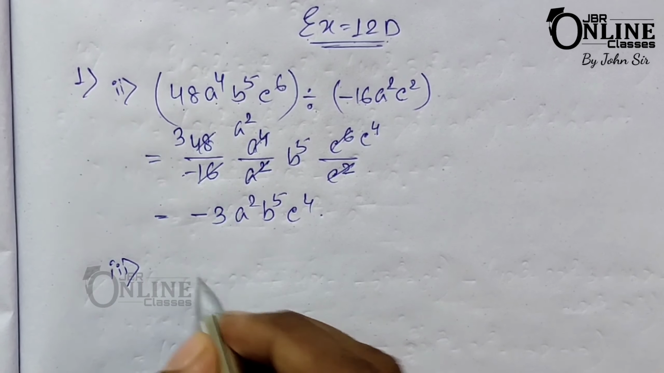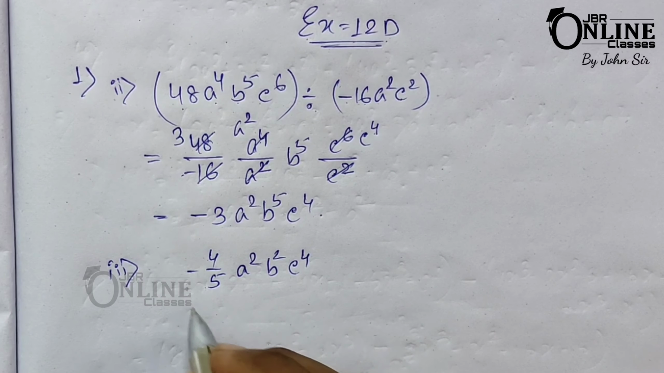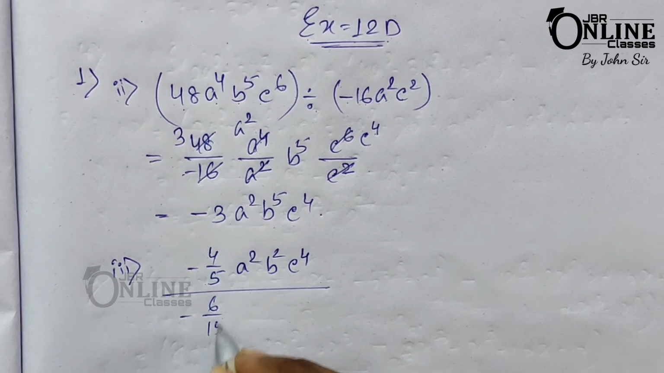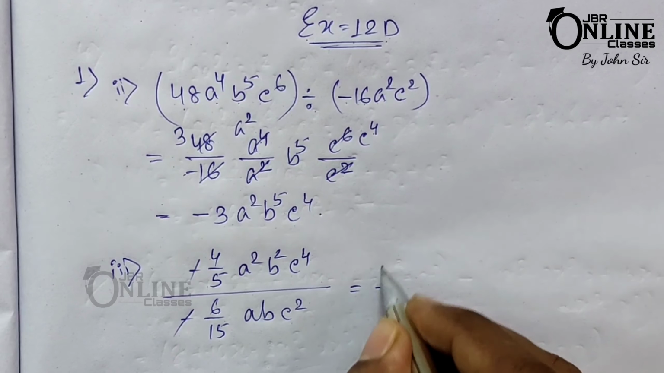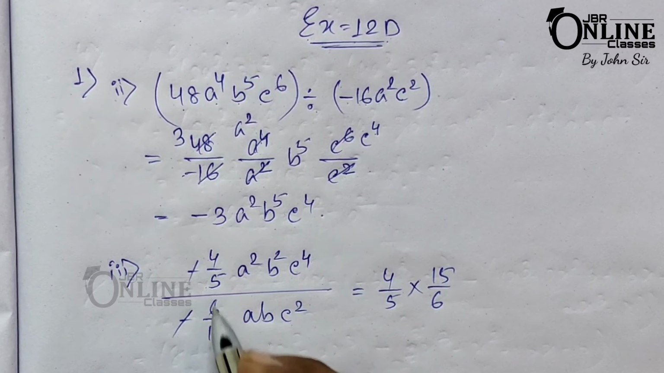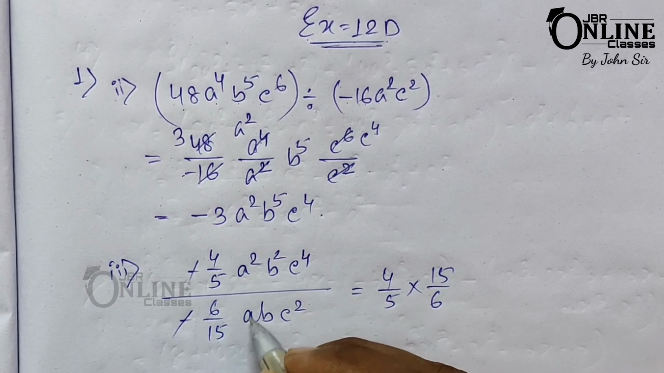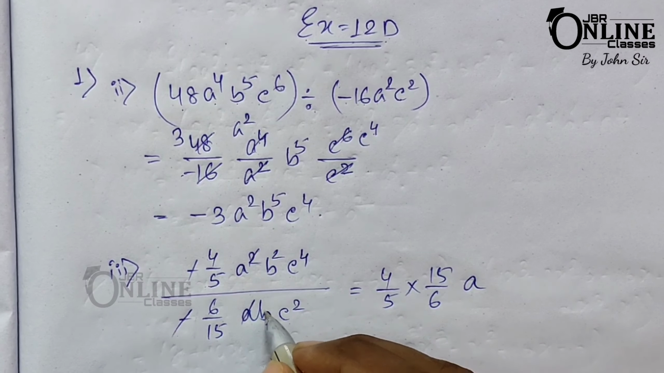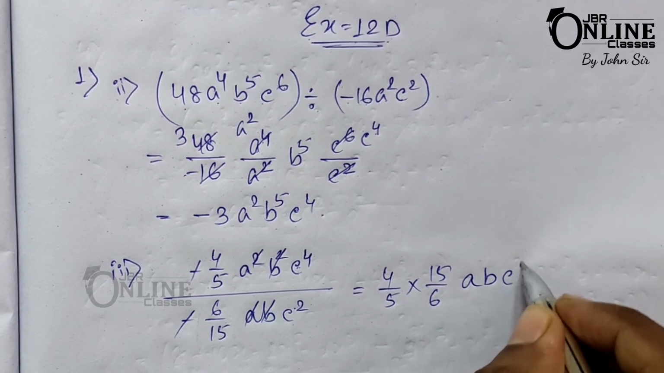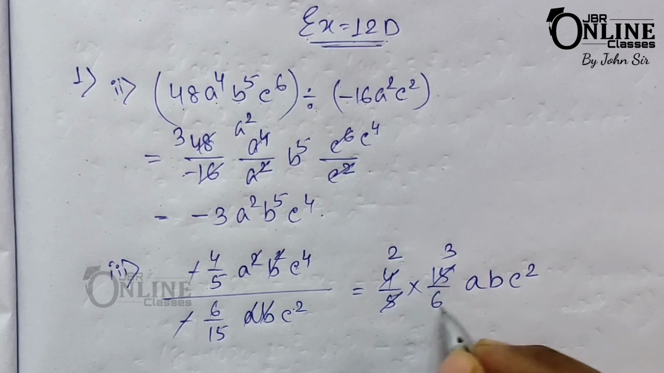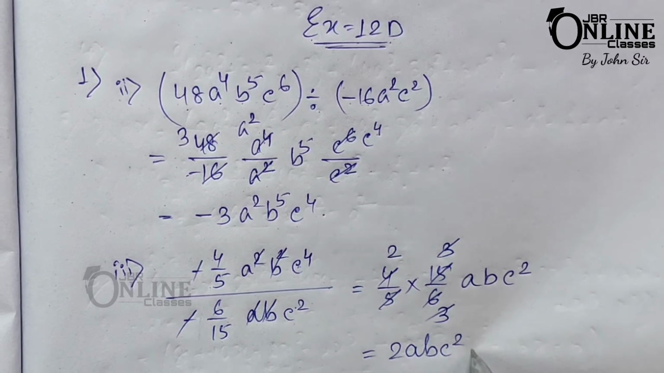Now number 3, minus 4 by 5 a square b square c to the power 4, divided by minus 6 by 15 a b c square. So minus minus cancel out, and here 4 by 5 into 15 by 6. Since it is divided, the denominator fraction will be reciprocal. Now here a square by a, so only a, b square by b, so only b, and c to the power 4 by c square, so c square. Now here 3, here 2 and 3, now 3 cancel out, so the final answer is 2abc square.